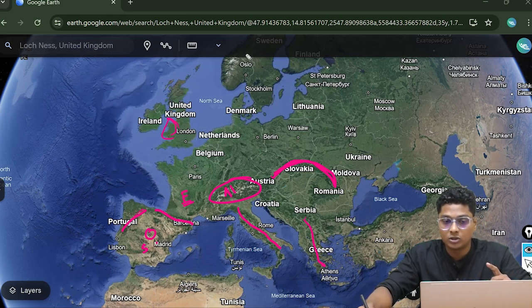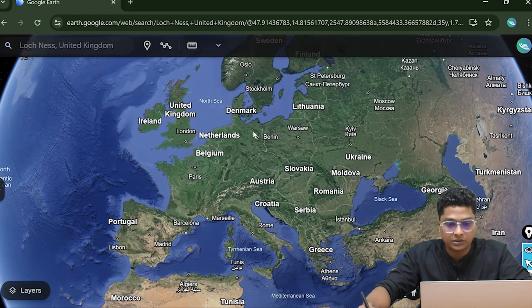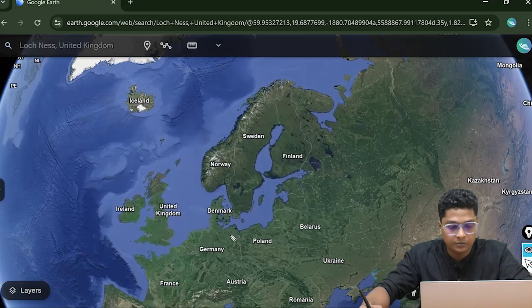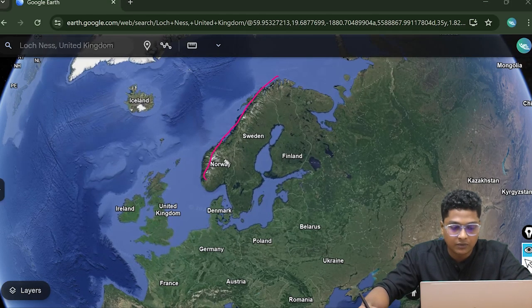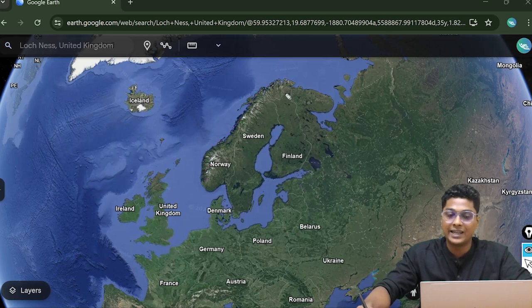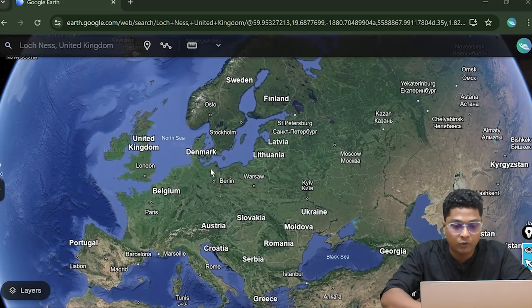And here towards the top, you cannot see this here, but this is the Scandinavian mountains, right? So the rivers are draining northward. Okay, this is a glaciated region. So here the glaciated landforms will be there.